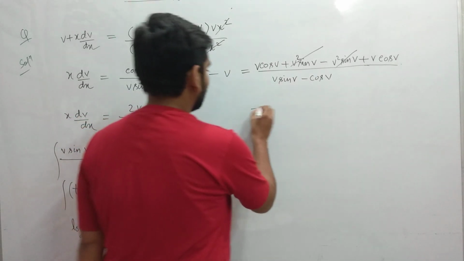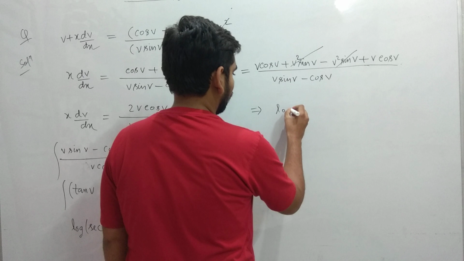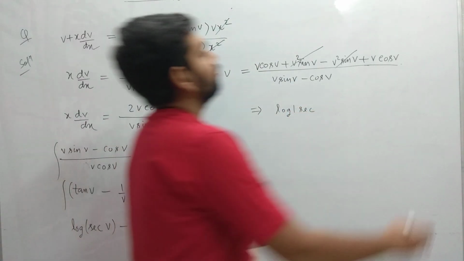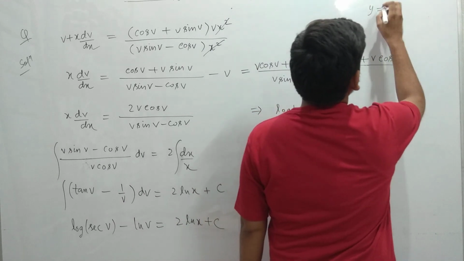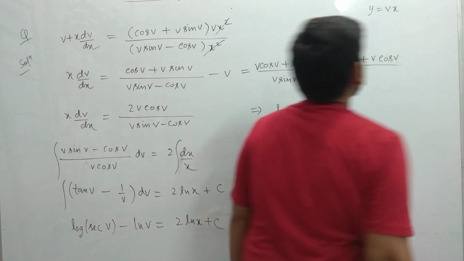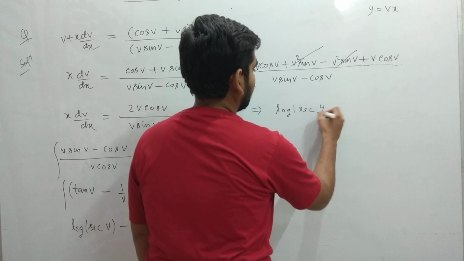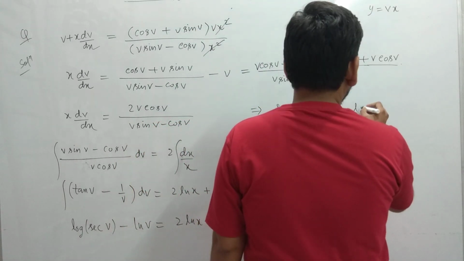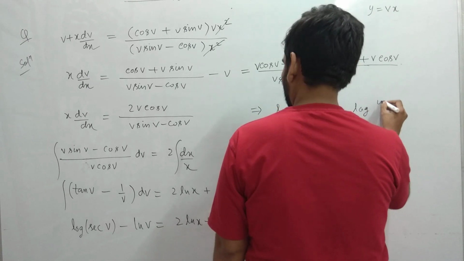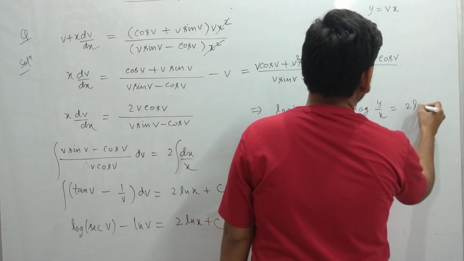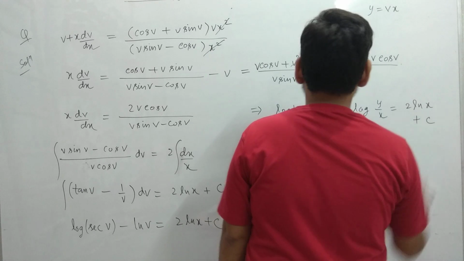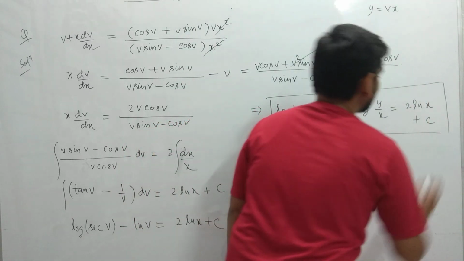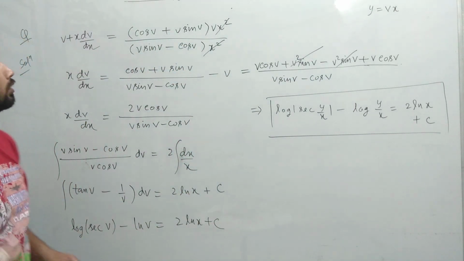Thus it will become log sec v. Initially we put y equals vx, therefore v is y upon x: log sec y upon x minus log y upon x equals 2 ln x plus c, or you can reduce it to some special form as given in the question.